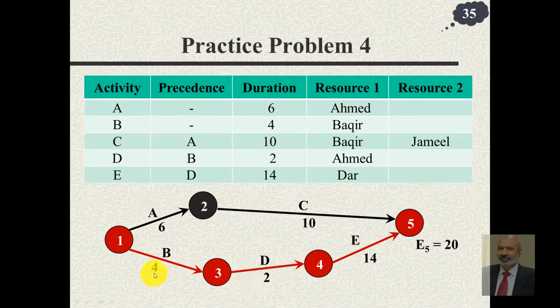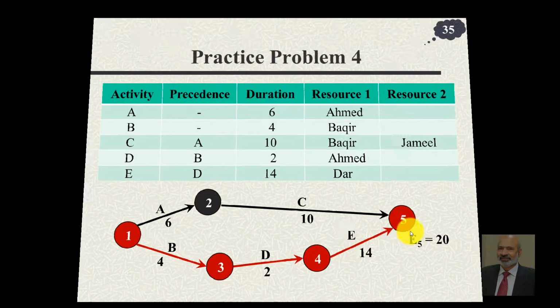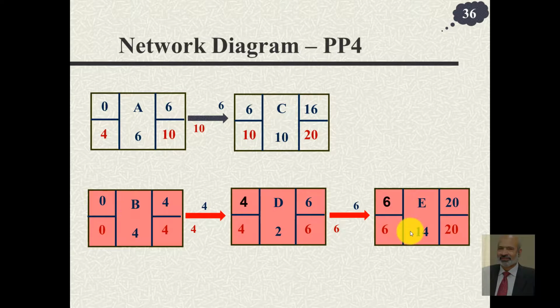It's a very simple diagram. You simply add up the times. 4 plus 2 plus 14 is 20 and 6 plus 10 is 16. So this path AC or 1 2 5, it is not a critical path, whereas 1 3 4 5 or activity B followed by D followed by E is the critical path. The same thing can be seen using precedence diagram method, where you use rectangles, and just like the previous case, the activities B, D and E are on critical path.